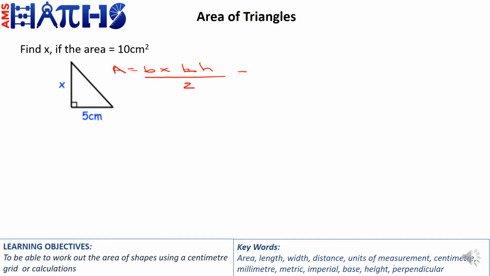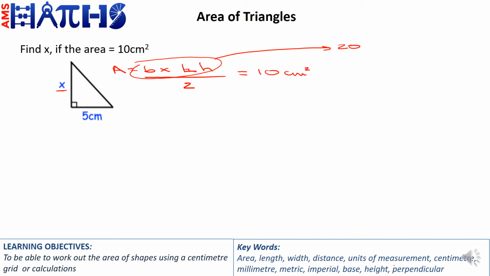In the question it says that the area is 10 centimeters squared. So now we can use that to help us find x, which is the height of our triangle. Now we have divided base times height by 2 to get 10. So we have to think about what would be the value of base times height. Base times height would be equal to 20, because 20 divided by 2 gives us 10.